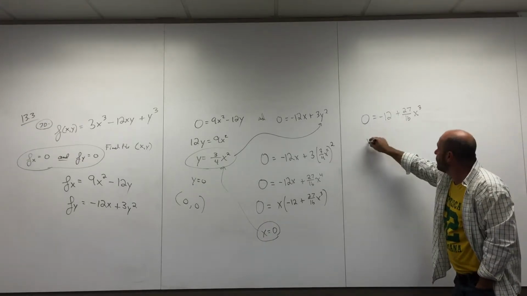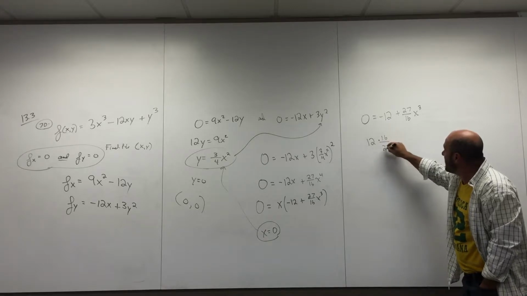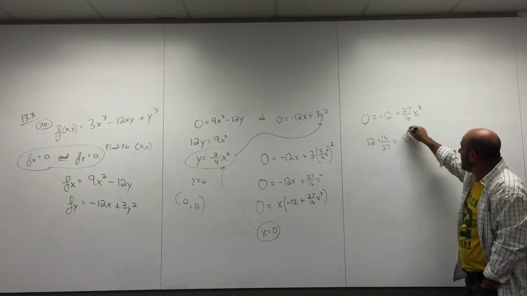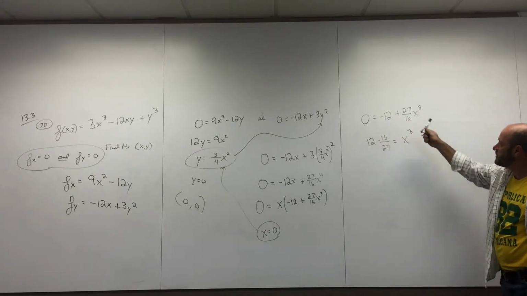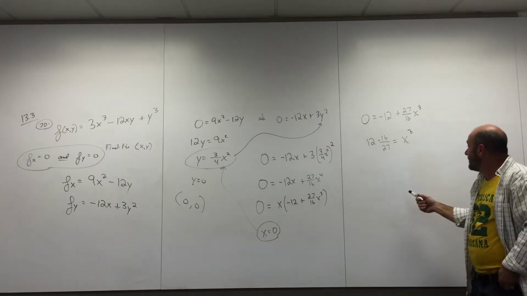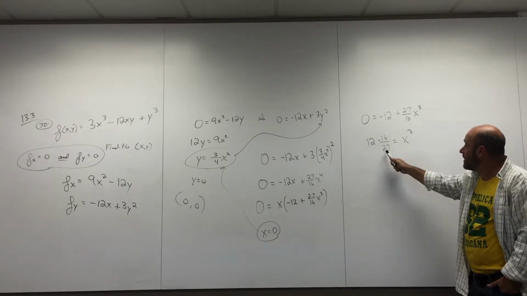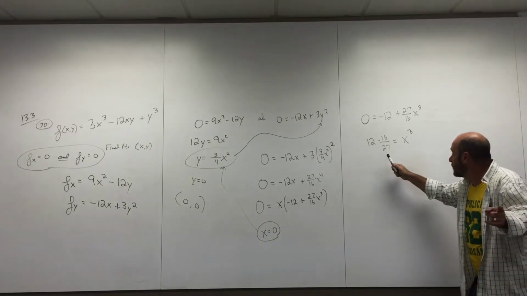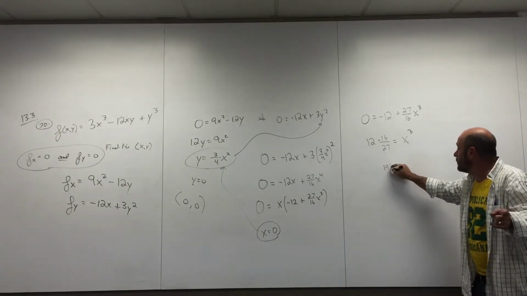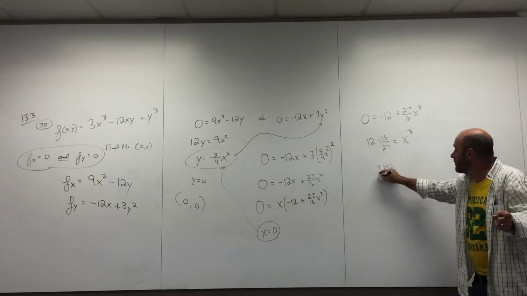I'll move the 12 over. I'll multiply by 16/27. That'll be my x cubed. Are you guys following me? Yeah, the cube root of that. 192 over 27. That's 192 over 27. Not quite. The cube root of 192 over 27. Is that what you just said? The cube root of that.